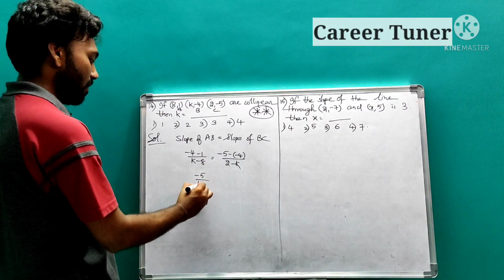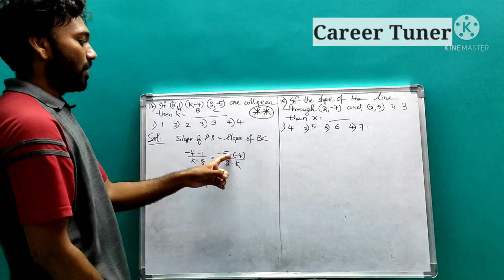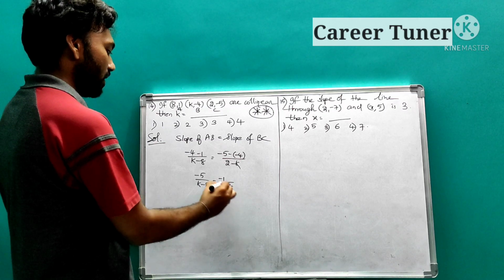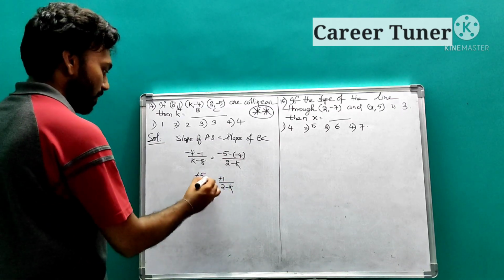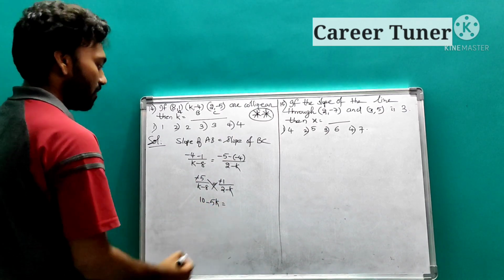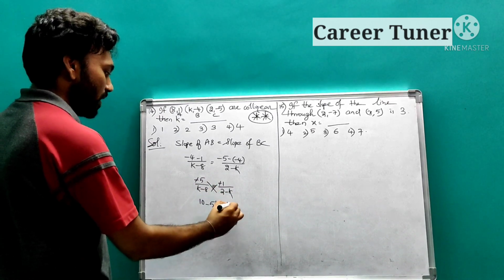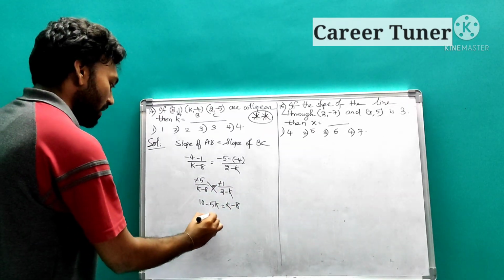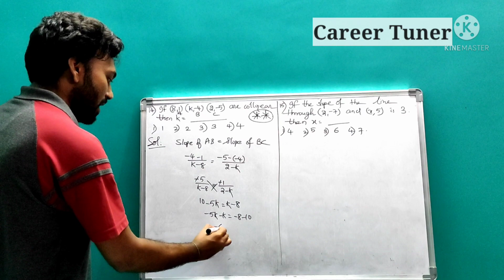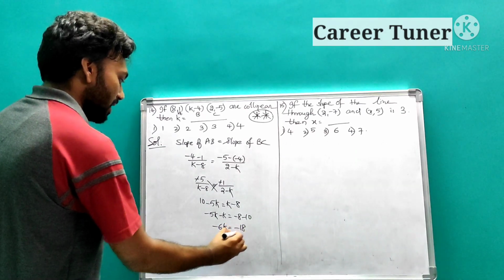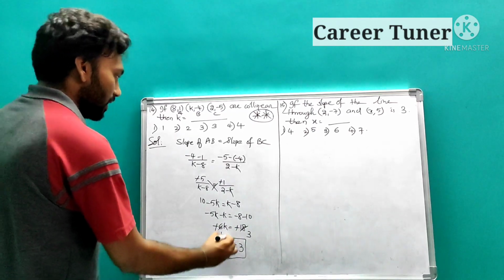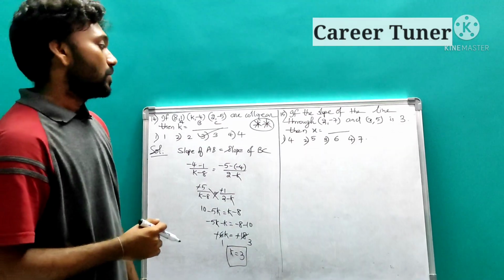Minus 5 by k minus 8 is equal to minus 5 minus of minus 4, which becomes minus 5 plus 4, so it is minus 1 by 2 minus k. Minus minus gets cancelled, so let us cross multiply these both. So 5 twos are 10, 5 into minus k is minus 5k, which is equal to 1 into k is k and 1 into minus 8 is minus 8. Now you see, minus 5k minus k is equal to minus 8 minus 10. So minus 6k is equal to minus 18. Minus minus cancel, 6 ones are 6, 6 threes are 18. So the k value is equal to 3. Third option. Now coming to the next question.